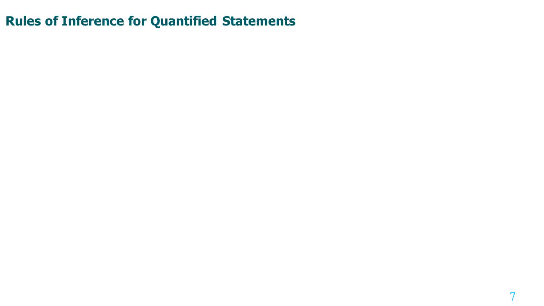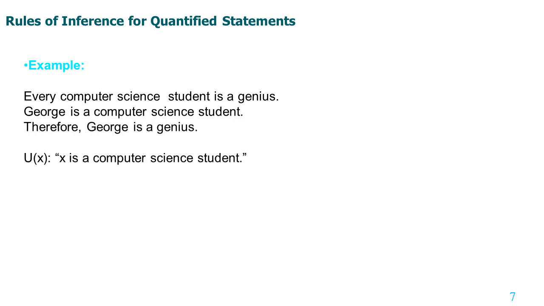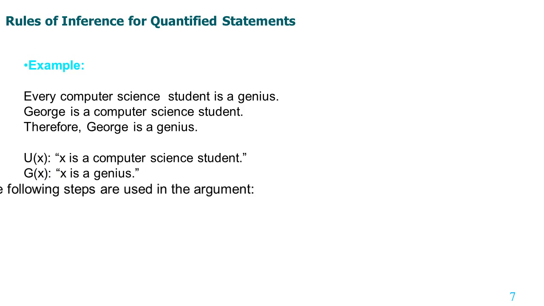Rules of inference for quantified statements. Example: every computer science student is a genius. George is a computer science student, therefore George is a genius. This can be written as U(x): x is a computer science student, and G(x) stands for x is a genius.